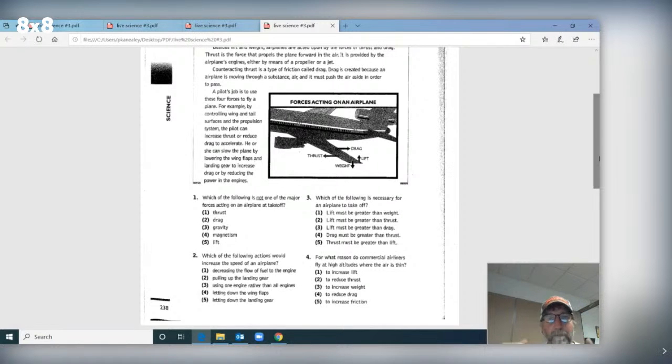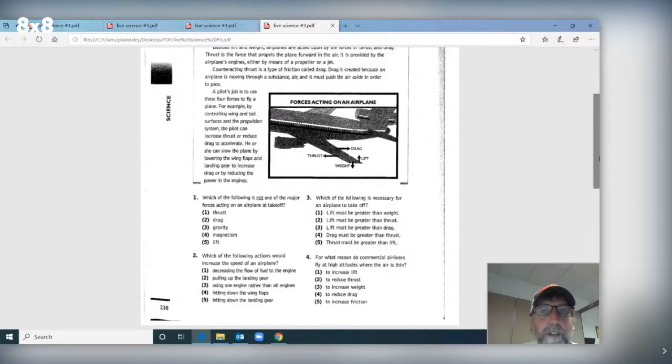When you get up in thinner air, there's less resistance because the air isn't as heavy. That's why planes want to get up to between 20 and 30,000 feet, because the air is thinner and there's less resistance, or what we call drag, on the plane. Okay, so number 4 would be drag.